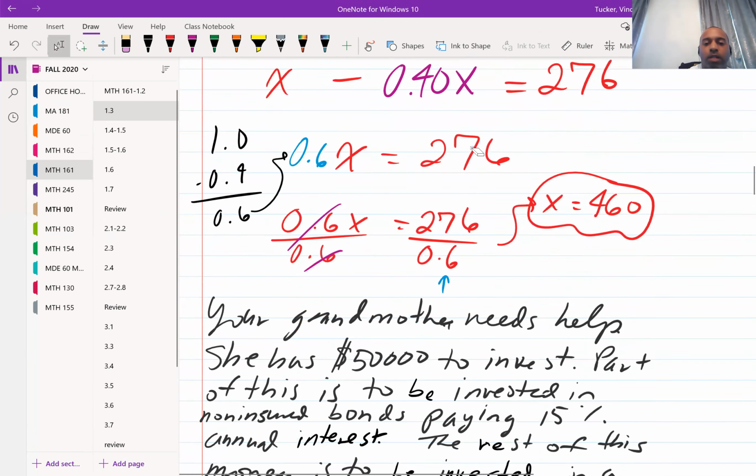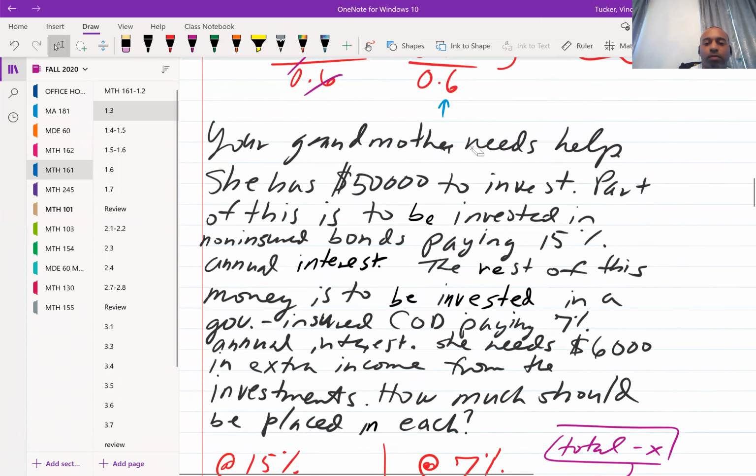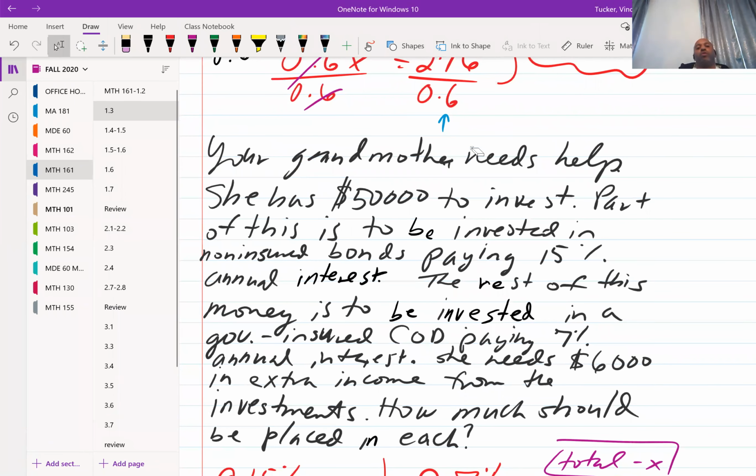All right, let's look at the next one. Your grandmother needs help. She has $50,000. So you see, this time we're actually using the three zeros, so we're going to keep them. She has $50,000 to invest. Part of this is to be invested in non-insured bonds paying 15% annual interest. The rest of this money is to be invested in a government-insured CD paying 7% annual interest. She needs $6,000 in extra income from the investments. How much should be placed in each?